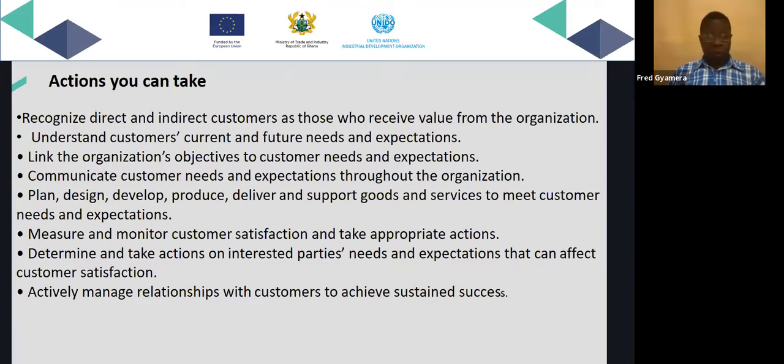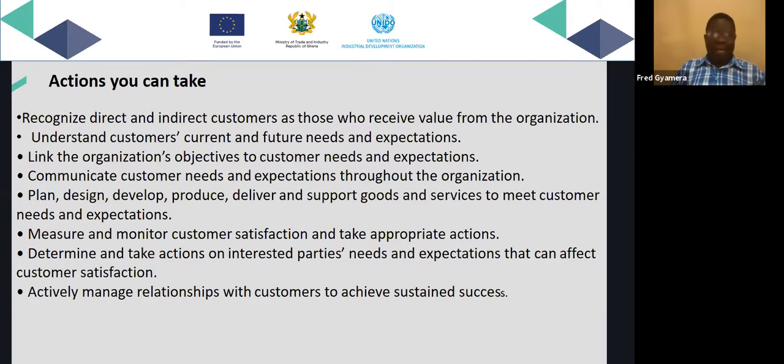What will it tell you? It will tell you what you need to do to be able to measure customer satisfaction and the actions to be taken if you are not doing well. So you take the appropriate action because you have what? The evidence on which to base your decision as to how you'll be able to satisfy the customer. It will also help you to determine and take actions on the interested parties.